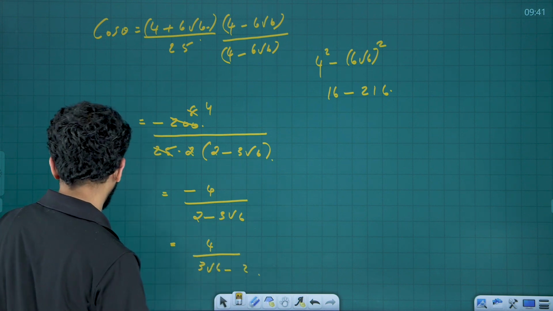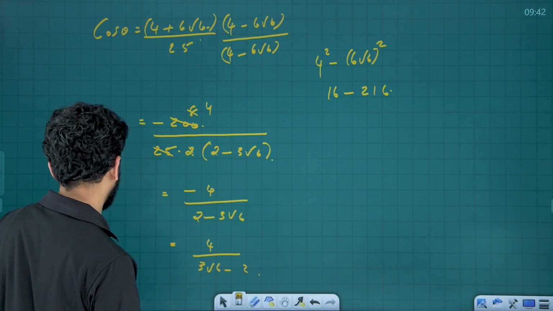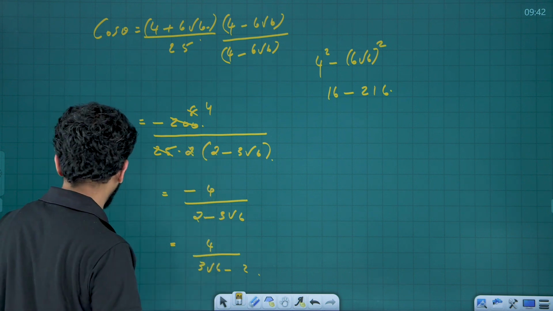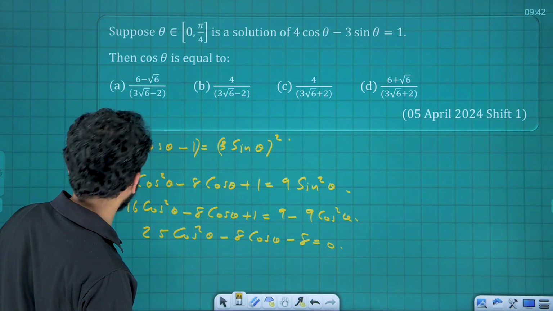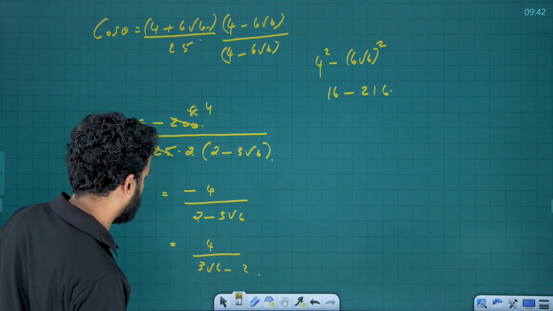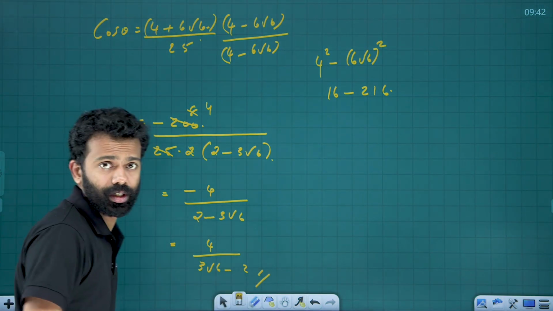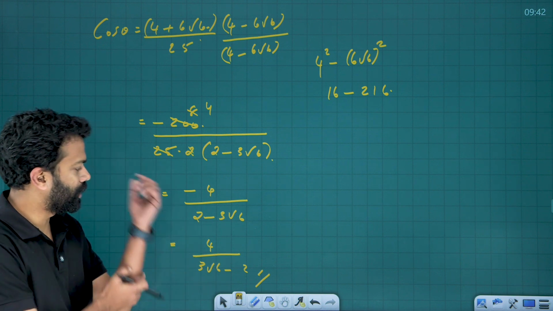You have to check among this which answer is correct, which is in the option. 4 by (3 root 6 minus 2). I think that is in the option. Yes, this is the correct one. Option B is the correct one. 4 by (3 root 6 minus 2).